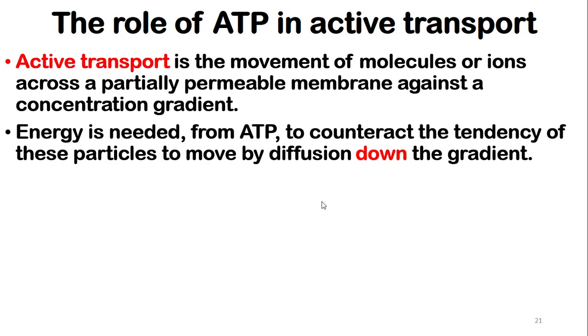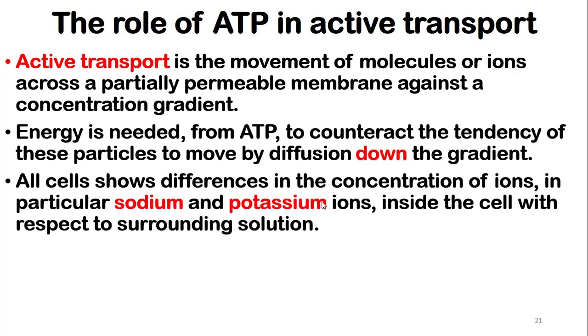So moving molecules from lower concentration to higher concentration requires energy, and that type of transportation is said to be active transport. Energy is needed from ATP to counteract the tendency of these particles to move by diffusion down the gradient. All cells show differences in the concentration of ions, in particular sodium and potassium ions, inside the cell with respect to the surrounding solution.